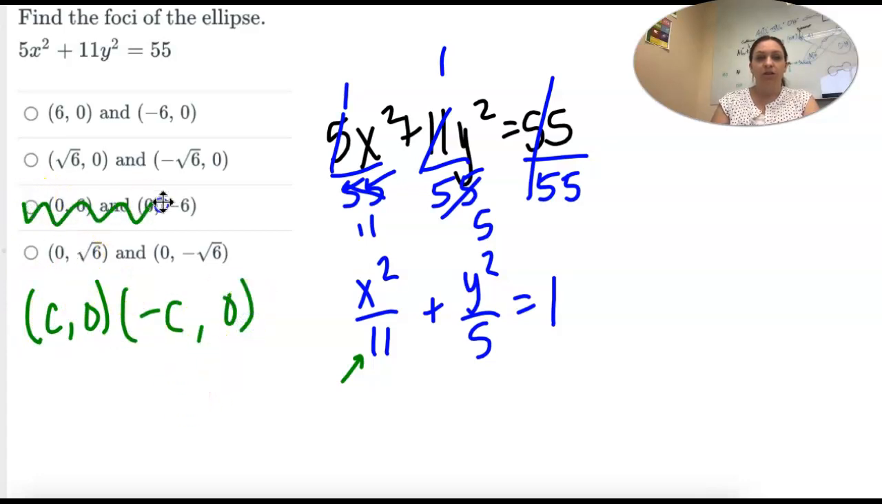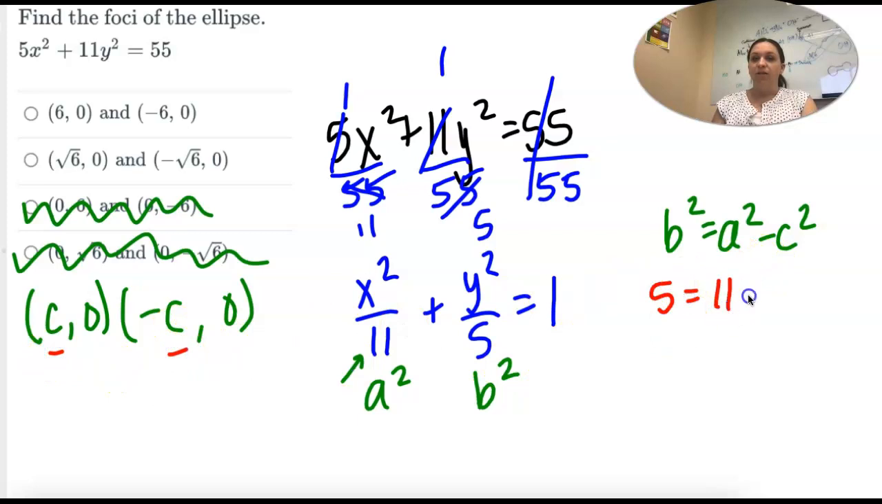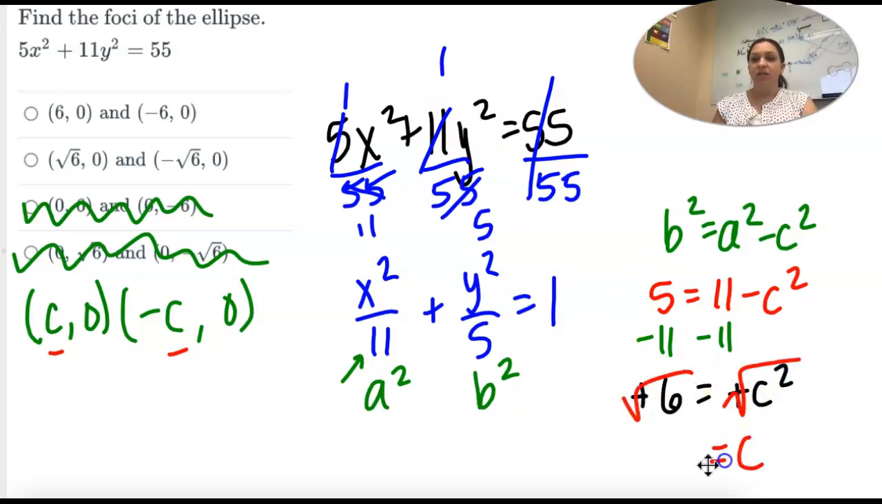So I'm already going to get rid of these. It's either 6 or square root of 6. Okay, so that's a squared because it's the bigger number. B squared's the smaller one. And we're going to use the equation b squared equals a squared minus c squared to solve for our foci values, which is c. So 5 equals 11 minus c squared, minus 11 both sides, negative 6. If I divide, those become positive. Square root both sides. So c equals plus or minus the square root of 6.